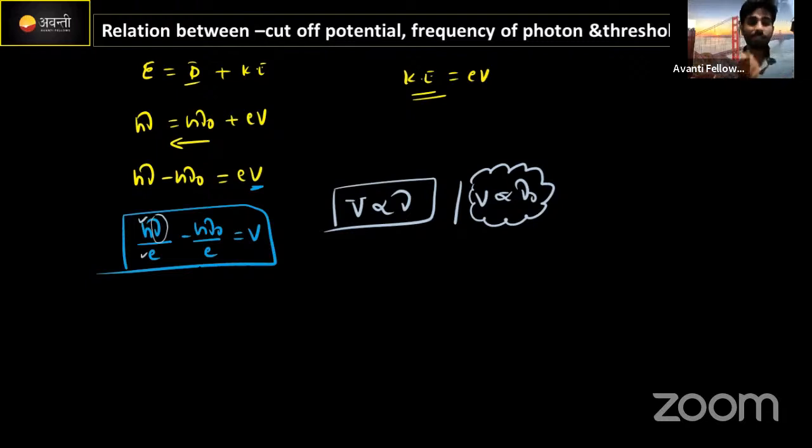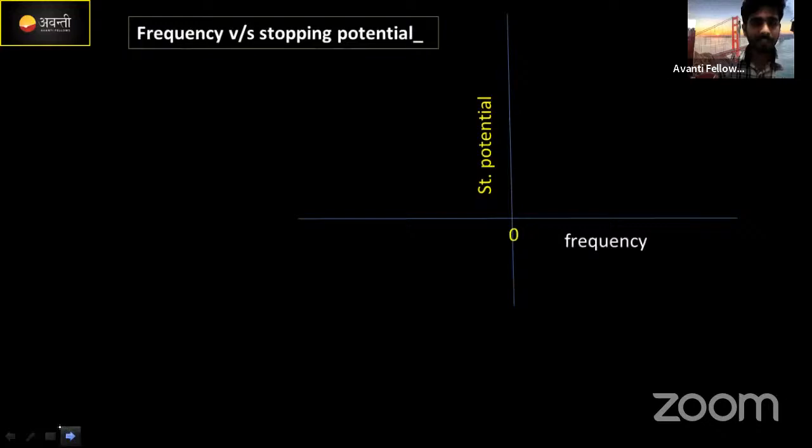We'll move to the next topic, the graphs: how to draw the graphs based on these equations. Next is frequency versus stopping potential. How are stopping potential and frequency related?